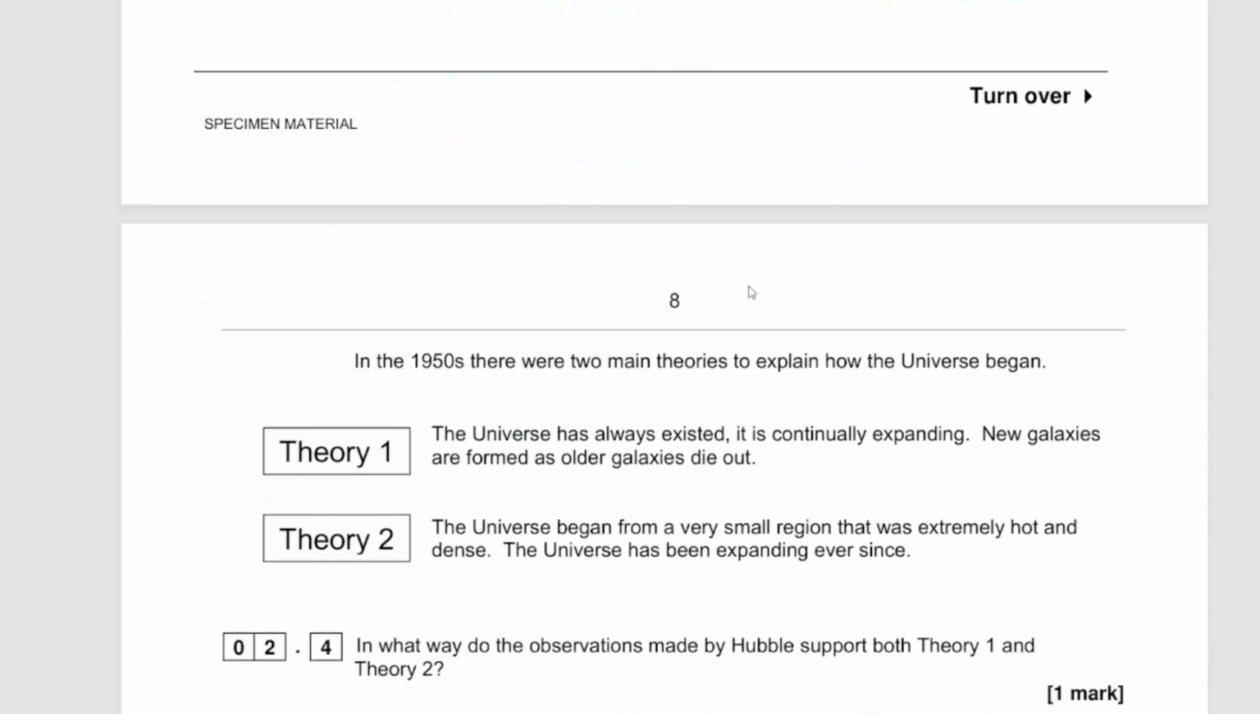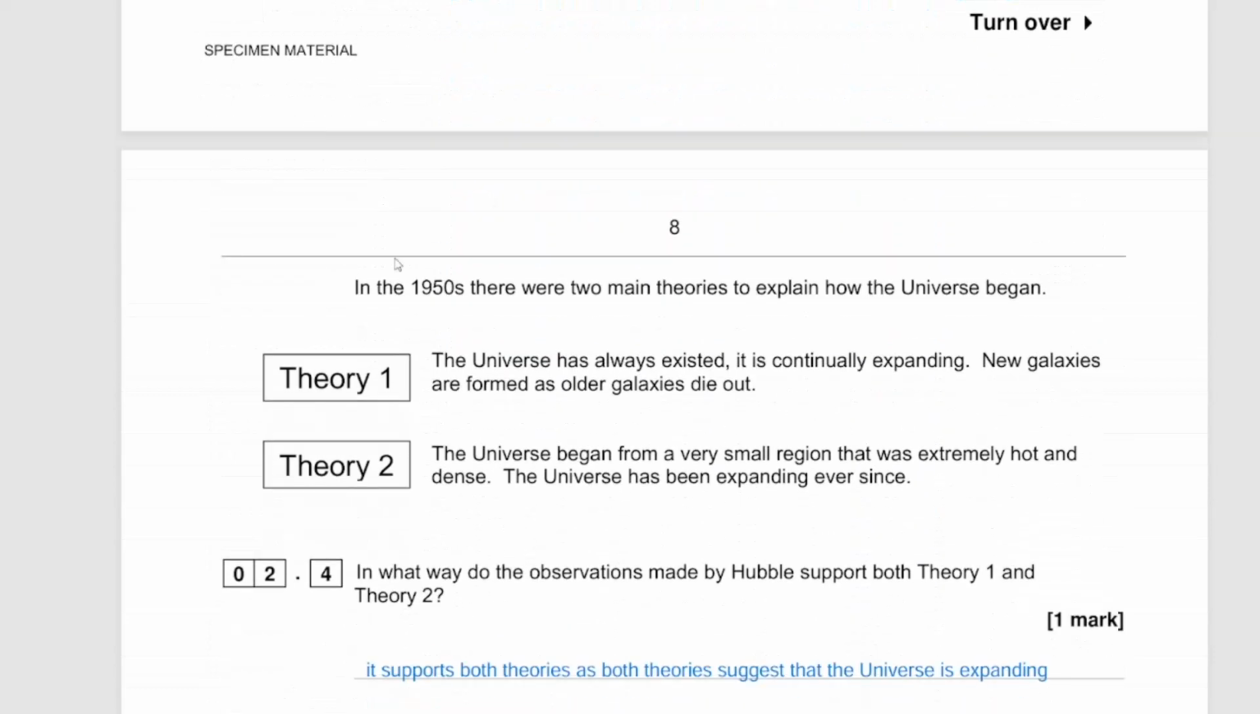Now moving on to the next question, we're given some more preamble. Theory 1, the universe has always existed, it is continually expanding. New galaxies form as older galaxies die out. And Theory 2, the universe began from a very small region that was extremely hot and dense. The universe has been expanding ever since.